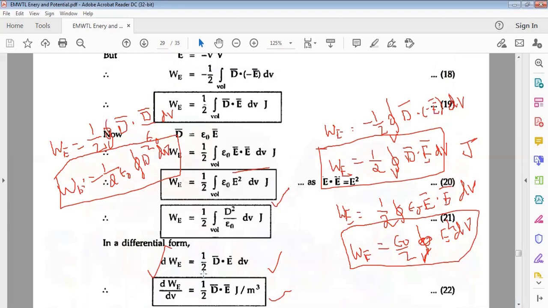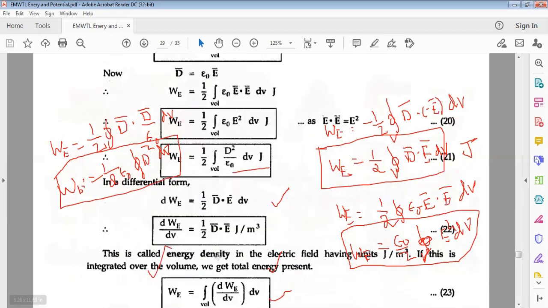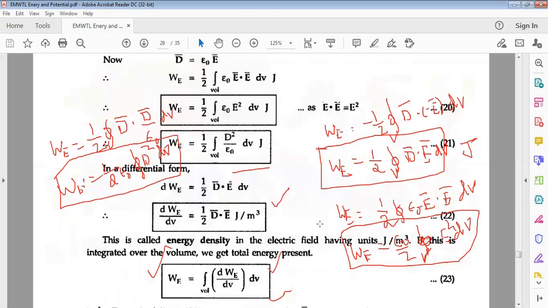Okay. Now we can apply the differentiation on both sides. dW E is equal to 1 by 2 D bar dot E bar into dV, or dW E by dV is equal to 1 by 2 D bar dot E bar. This is called the energy density in the electric field, having the units joules per meter cube. If this is integrated over the volume, we get the total energy present. Applying the integral on both sides, W E is equal to 1 by 2 the integral D bar dot E bar.